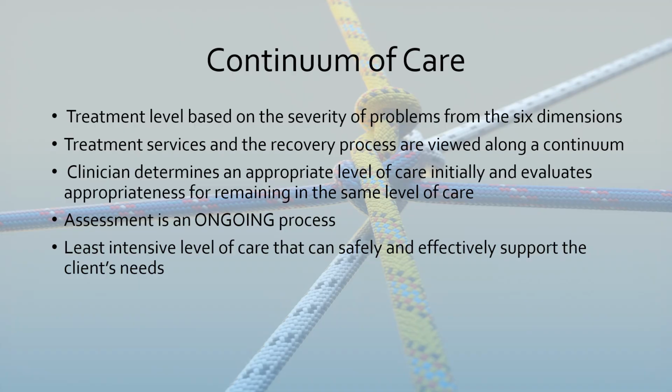Okay, so that was the first part of ASAM, which dealt with doing the assessment. And again, the assessment feeds both the treatment plan and the recommended level of care. So the next part of this is the continuum of care, which is the different levels of care that we can recommend. So we base our recommendation on how severe the problems were from the first 6 dimensions.